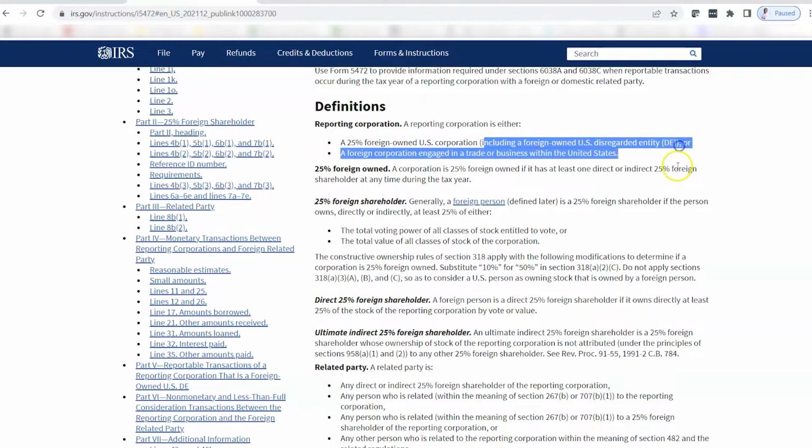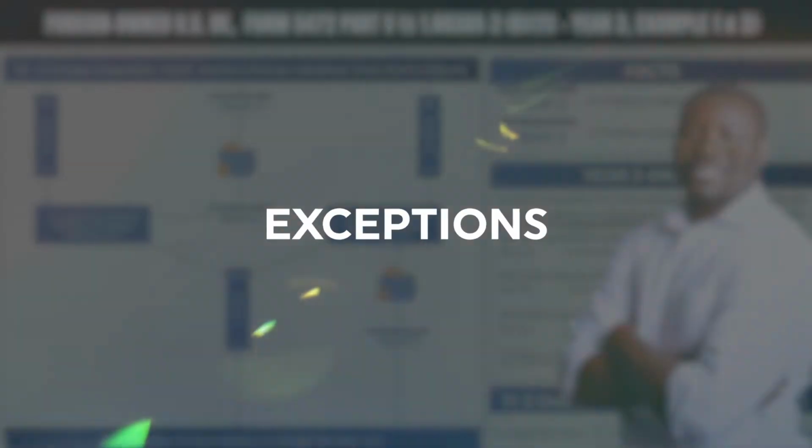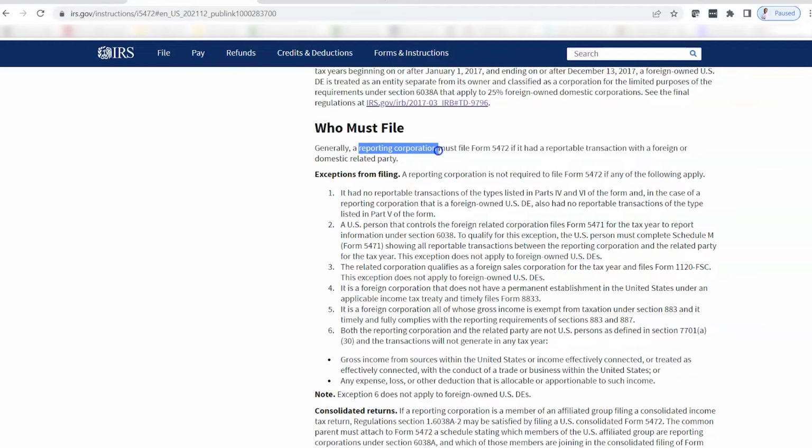For the purpose of 5472, the third group is a foreign corporation that's engaged in a U.S. trade or business and where that foreign corporation has a reportable transaction. It's also required to file Form 5472. Great, so we know the definition. Now we know the definition of a reporting corporation.